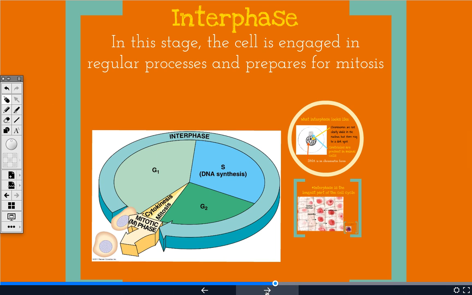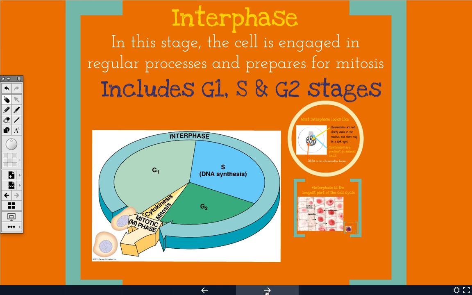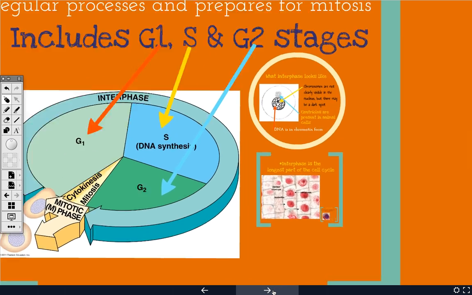And so moving along with interphase, interphase has 3 stages. It has a stage called G1, S, and G2 stage. And so here's what some of those look like. G1, S, and G2.